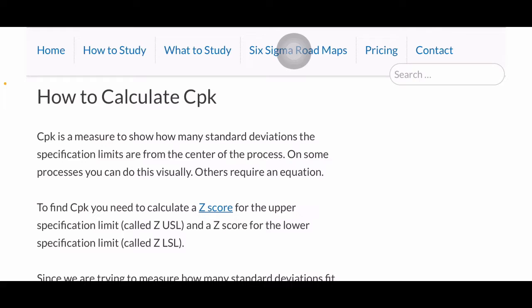To find CpK, you need to calculate a z-score for the upper specification limit and a z for the lower. Basically, you have a tolerance spread. Typically, ours will be plus or minus 7 thousandths. So the upper specification limit is the nominal plus 7 thousandths. Back to the 2.5, the upper would be 2.507 and the lower would be 2.493. Those would be our limits.